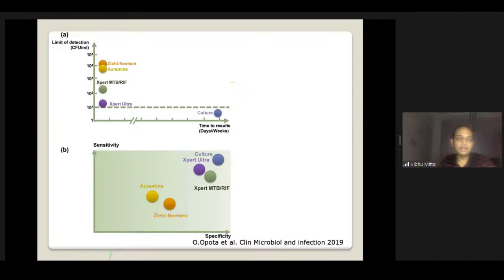Now, this was about limit of detection and time to results. There is another angle to it: what is the sensitivity and specificity of the test? Well, as you are aware, specificity is maximum for culture. It is considered the gold standard. The GeneXpert rates high on this parameter also, and is very close to this.